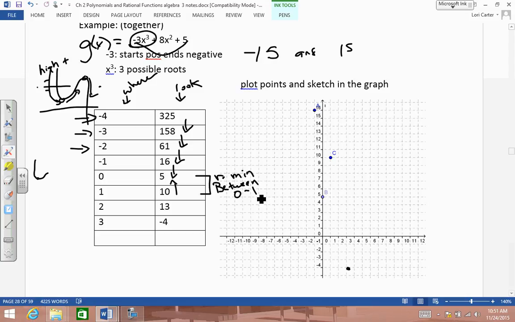So now I'm going to look for a direction that's going back down. So 10 to 13 is up. 13 to -4, down. So that's your max. Relative max between 2 and 3. Are we good so far? Okay, so I've used my numbers to find my max and min. Now I have to use them to find my zeros.